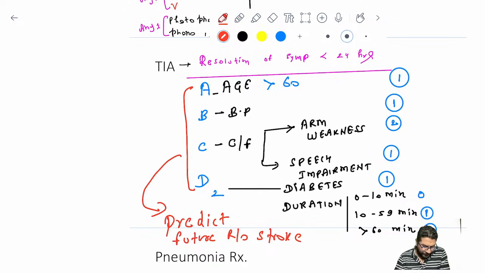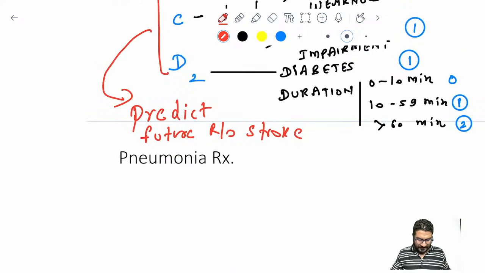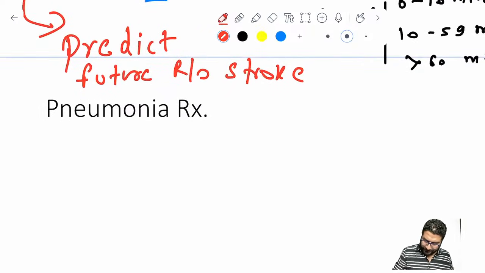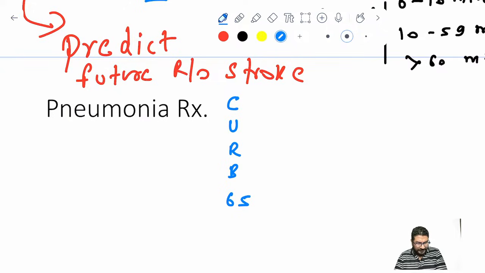Okay, now they ask you questions on pneumonia treatment. अब आपसे question pneumonia के treatment से पूछते हैं. So understand this thing. Yes, more the score, more will be the chance of stroke in future. अब न्यूमोनिया के किस टाइप का क्वेश्चन आता है, देखो इसको समझो. What type of question they ask you in exam? They ask you like in pneumonia how you will treat this. So for this also we need to calculate CURB-65 score.